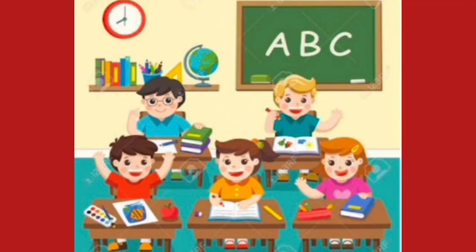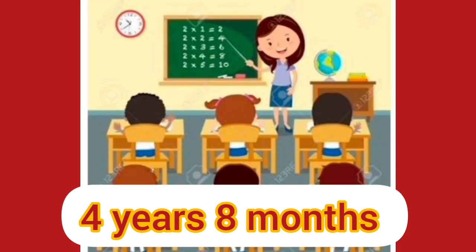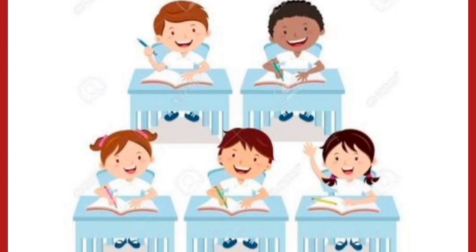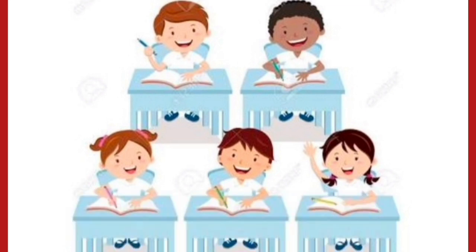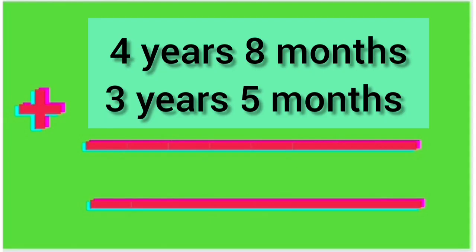Kiran went to a school. She started from pre-primary and completed second class in this school. It took 4 years and 8 months in that school. Then she went to another school for third and finished up to fifth class there. It took 3 years and 5 months there. How much time did she take to complete her study from pre-primary to fifth?